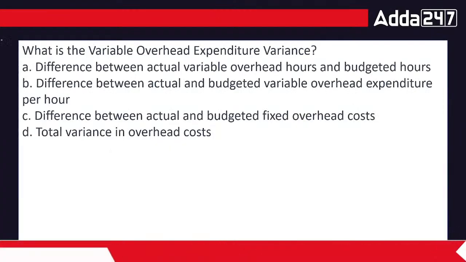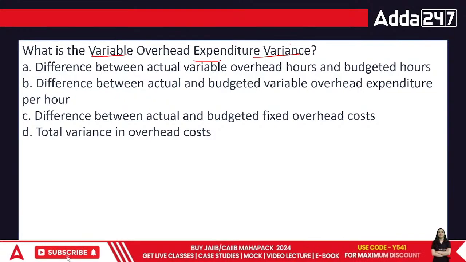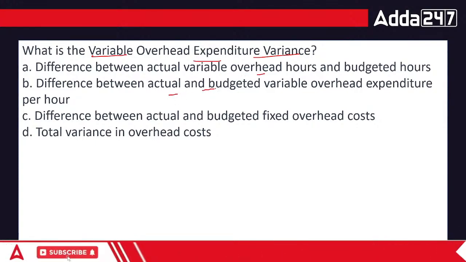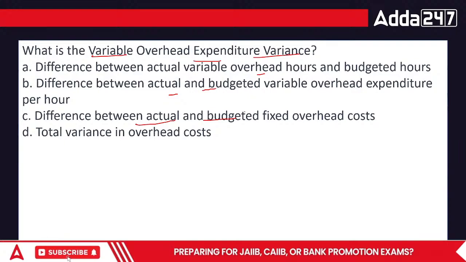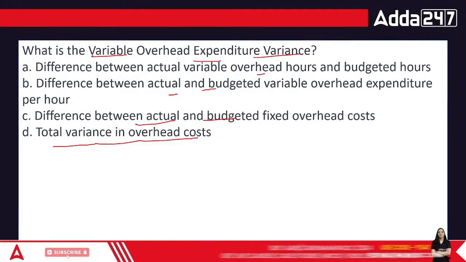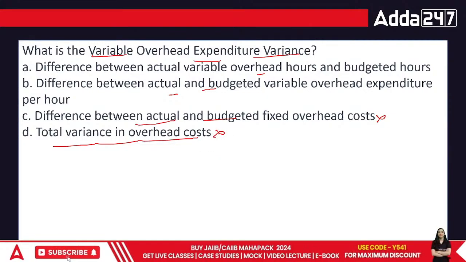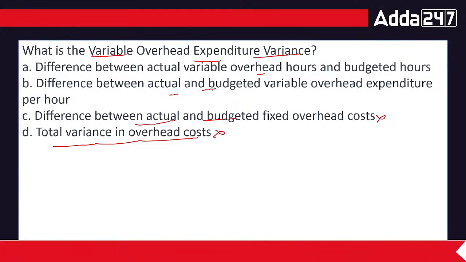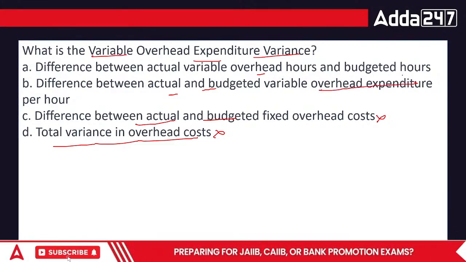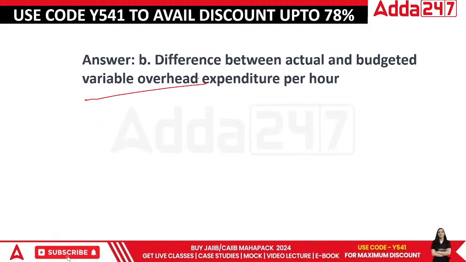Next point, what is the variable overhead expenditure variance? Difference between actual variable overhead hours and budgeted, actual and budgeted overhead, or actual and budgeted fixed overhead, or when we talk about total variance and overhead cost. Variable overhead is linked with only and only variable. It is not linked with the fixed at all. So technically this is out. And this is also out. Now tell me, actual and budgeted hours and actual and overhead expenditure. The answer is clear. It is B. It's talking about what we had budgeted.